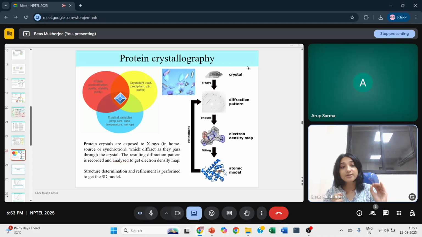Their specific concentration is very important, and the different physical variables such as the size of the droplet, ratio, temperature, setup, everything else. So you can read about this in detail. Here this is just to give you a brief idea of what happens in X-ray diffraction and crystallography. Not all proteins are crystallizable.